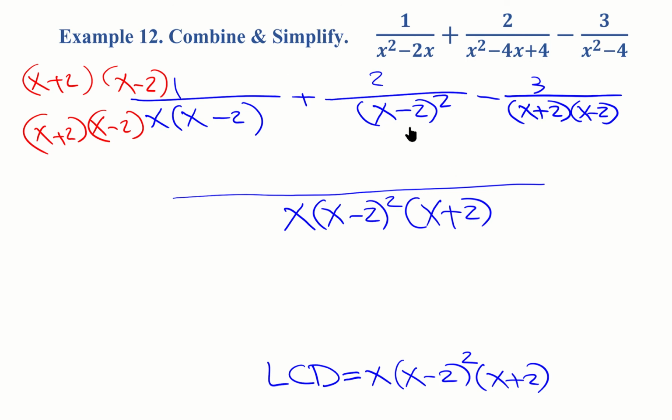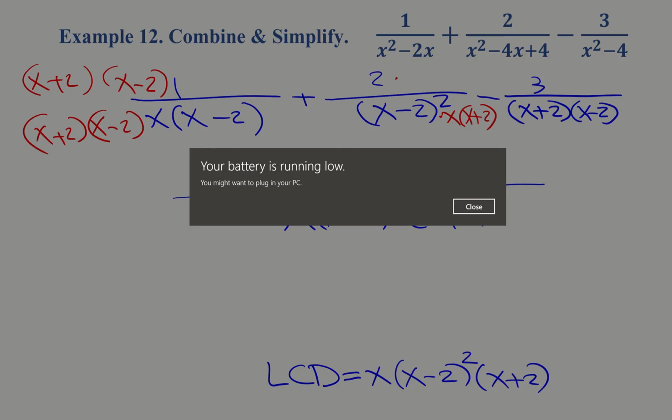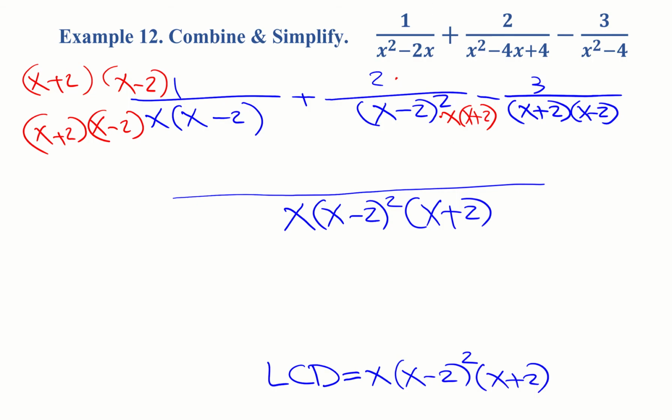For this middle fraction, we notice that what's missing is an x and an x plus 2. So that's how we're going to take care of it. We're going to multiply it by x times x plus 2. We don't forget that we have to do the same on the top. So we're going to multiply the top by x times x plus 2 as well.